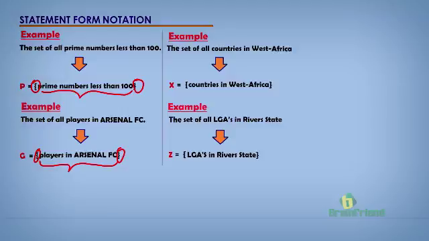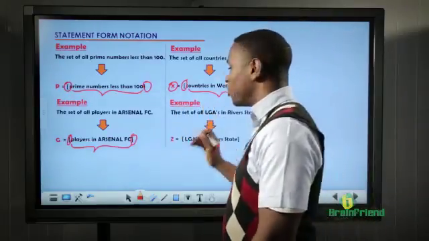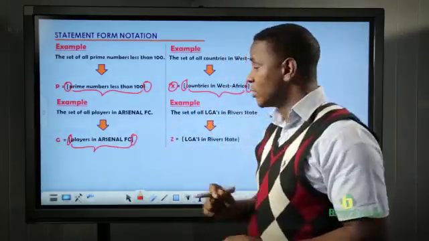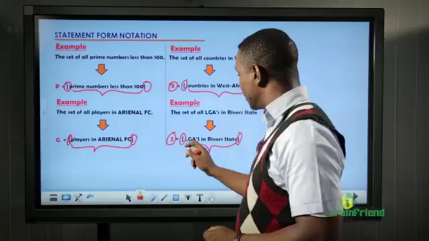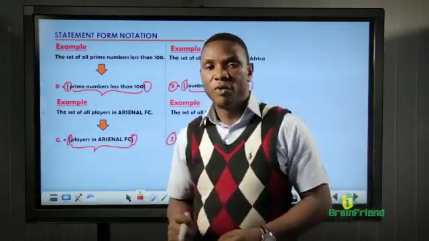Also, if we have the set of all countries in West Africa, instead of making a list, once again we simply write out the rules as countries in West Africa, and we'll write them between our curly brackets. So X is the set of all countries in West Africa. If we were to make a list of all the local governments in Rivers State, that would be a long list. The set or prose method helps us to just write out our rule here, which is local governments in Rivers State, and we write that between, again, our curly brackets. So Z is the set of all local governments in Rivers State.